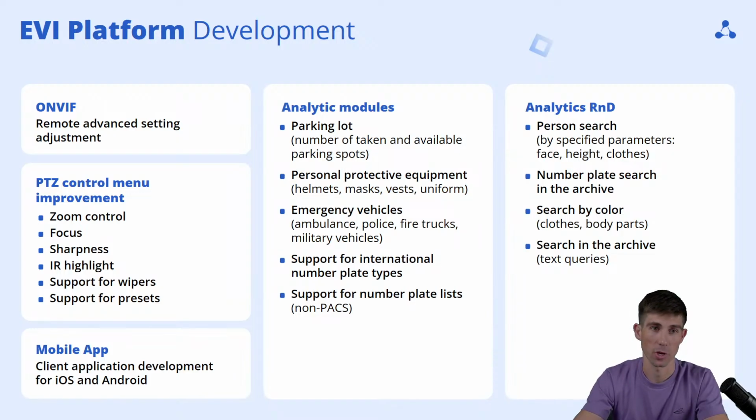A few things we are planning to do research and development for, things mostly to do with search, so various types of search by uploading a photo, search by number plate of a vehicle in the archive, and a textual search in the archive. It's not set in stone so far that this is going to be implemented, but this is something we are trying. This is what R&D is about, really.